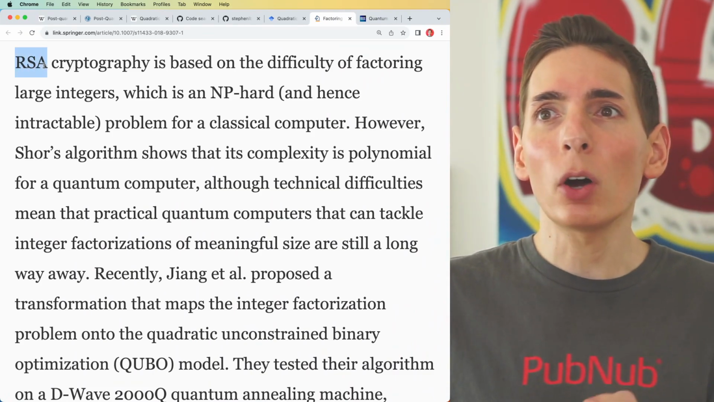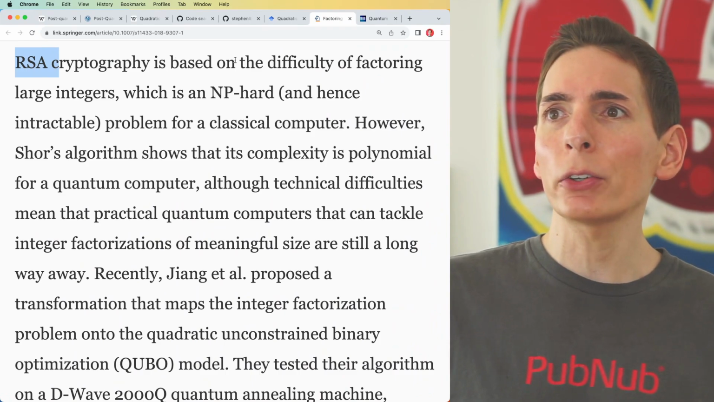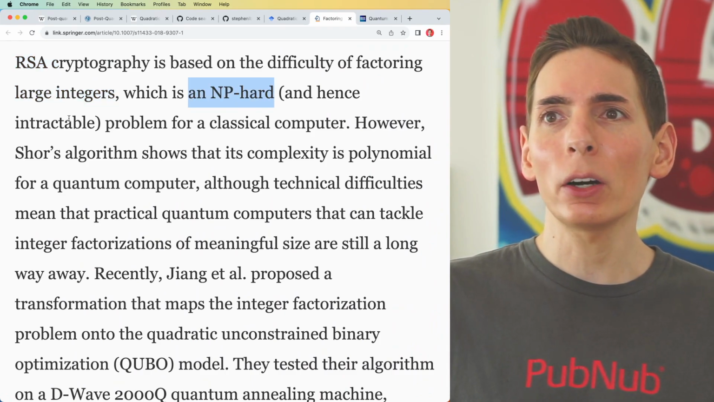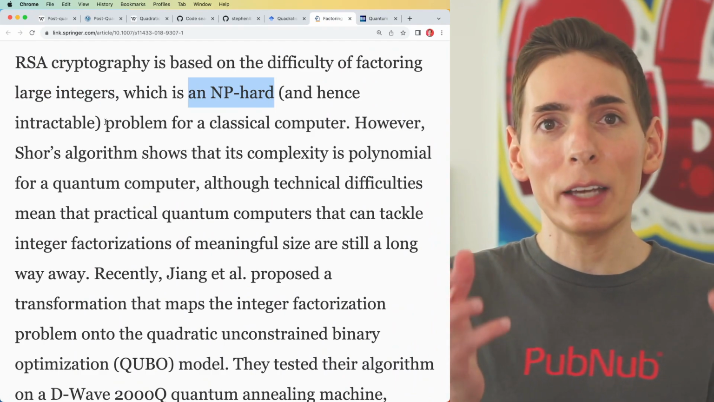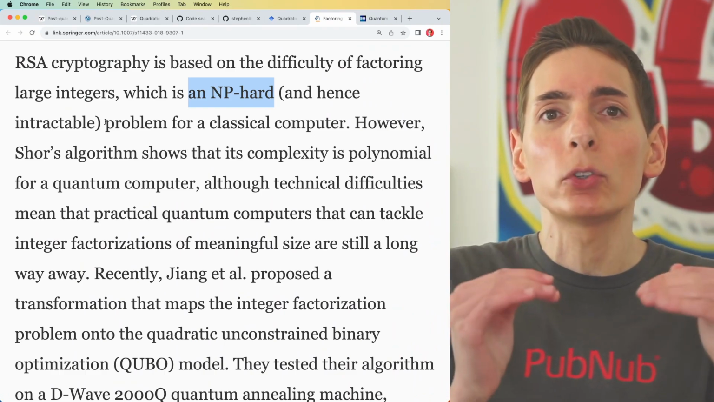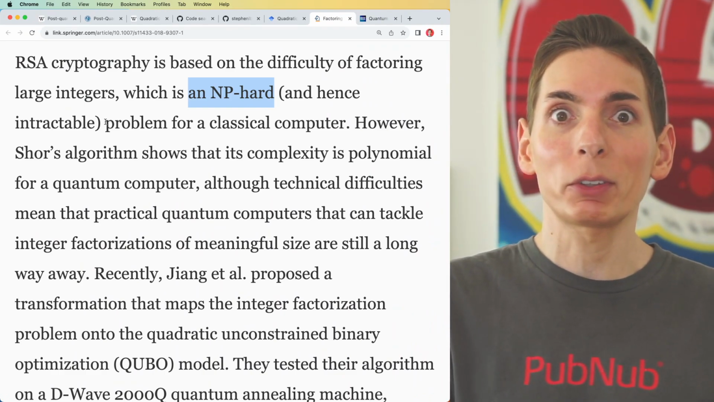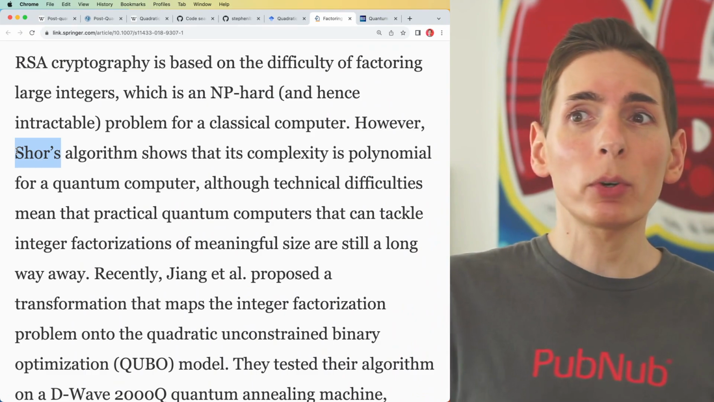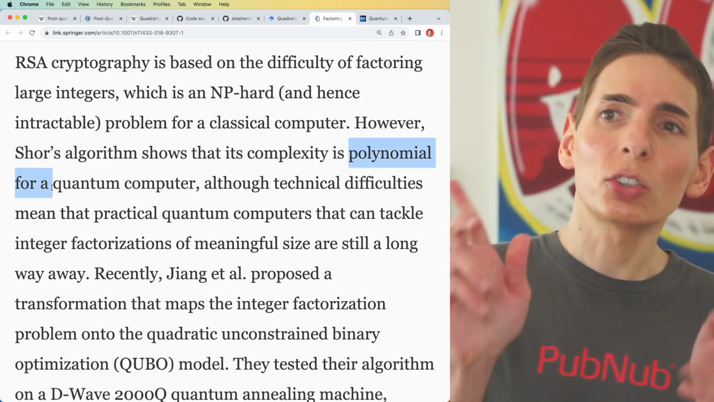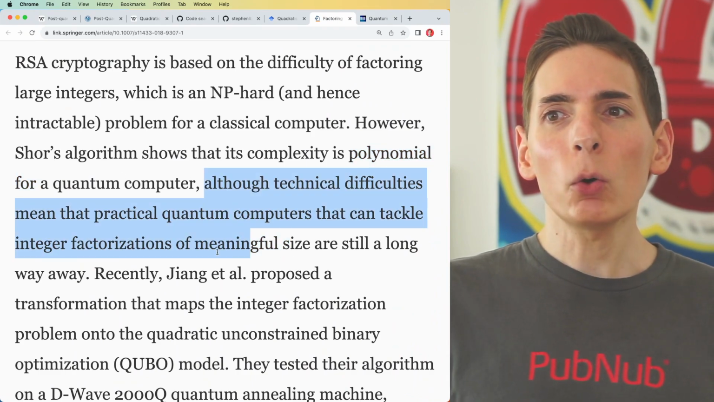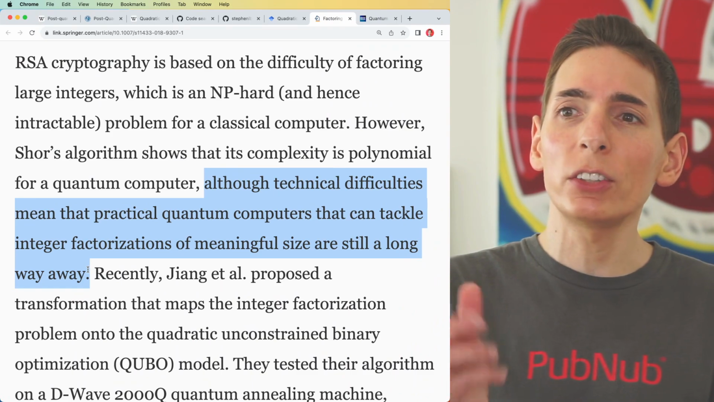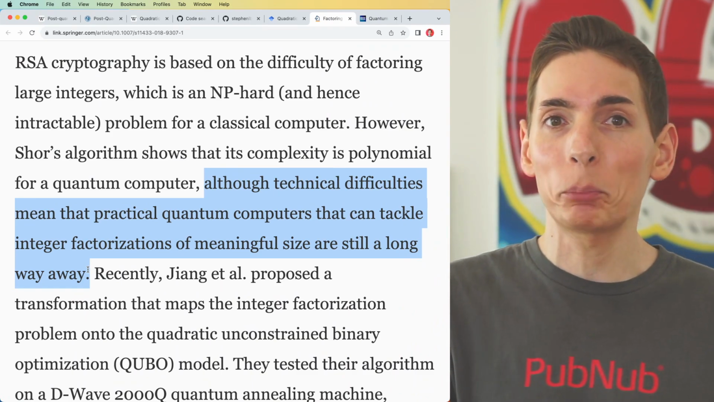So take, for example, RSA, which is a cryptographic algorithm based on the difficulty of factoring large integers. It's considered NP hard. Basically, at a sufficient bit depth, it's basically impossible for existing computer processors to solve those or crack the code. However, with a quantum processor and Shor's algorithm, leveraging the polynomial equations on a quantum computer, even though we're a little ways away from doing large numbers, we can still factorize integers of a pretty decent size.